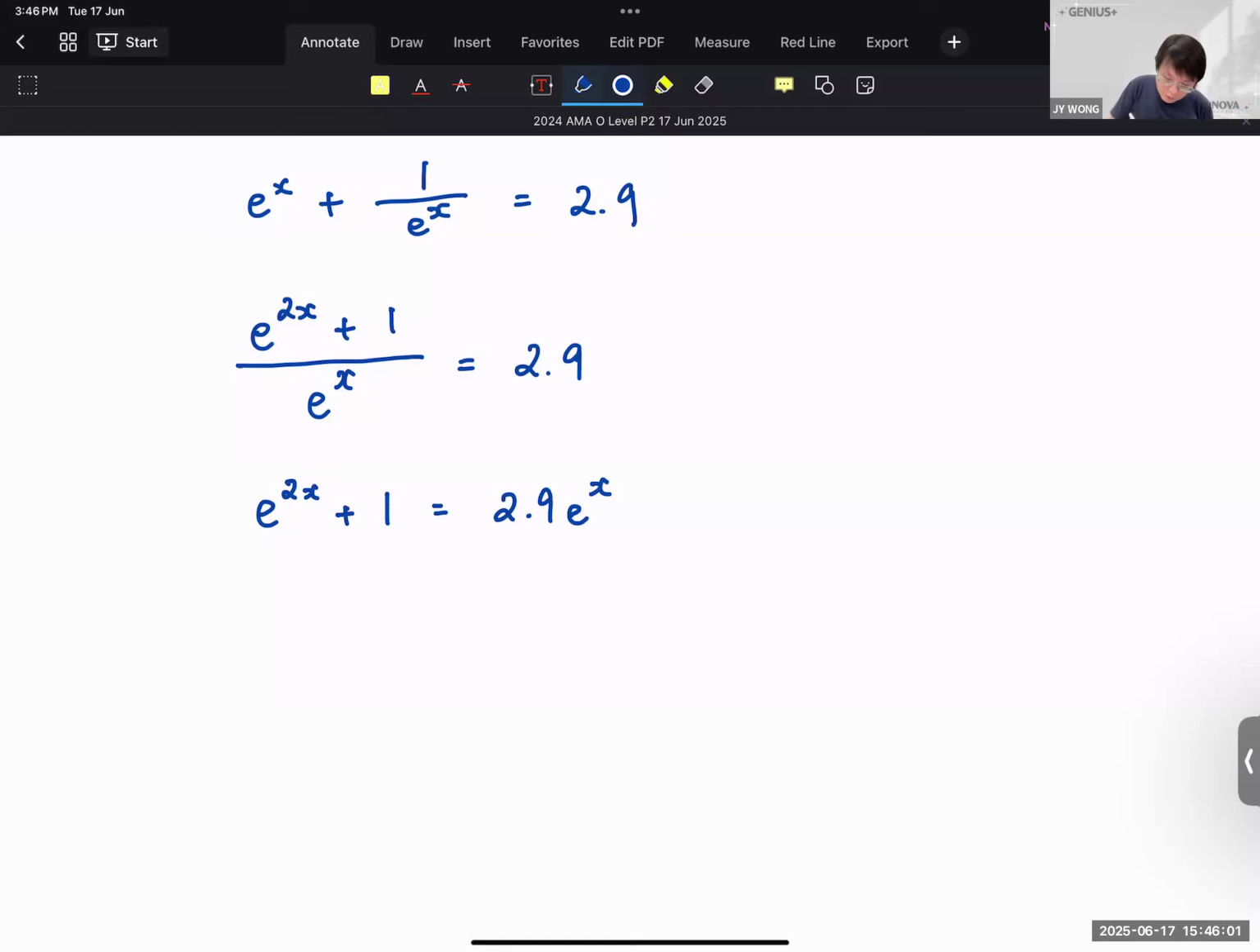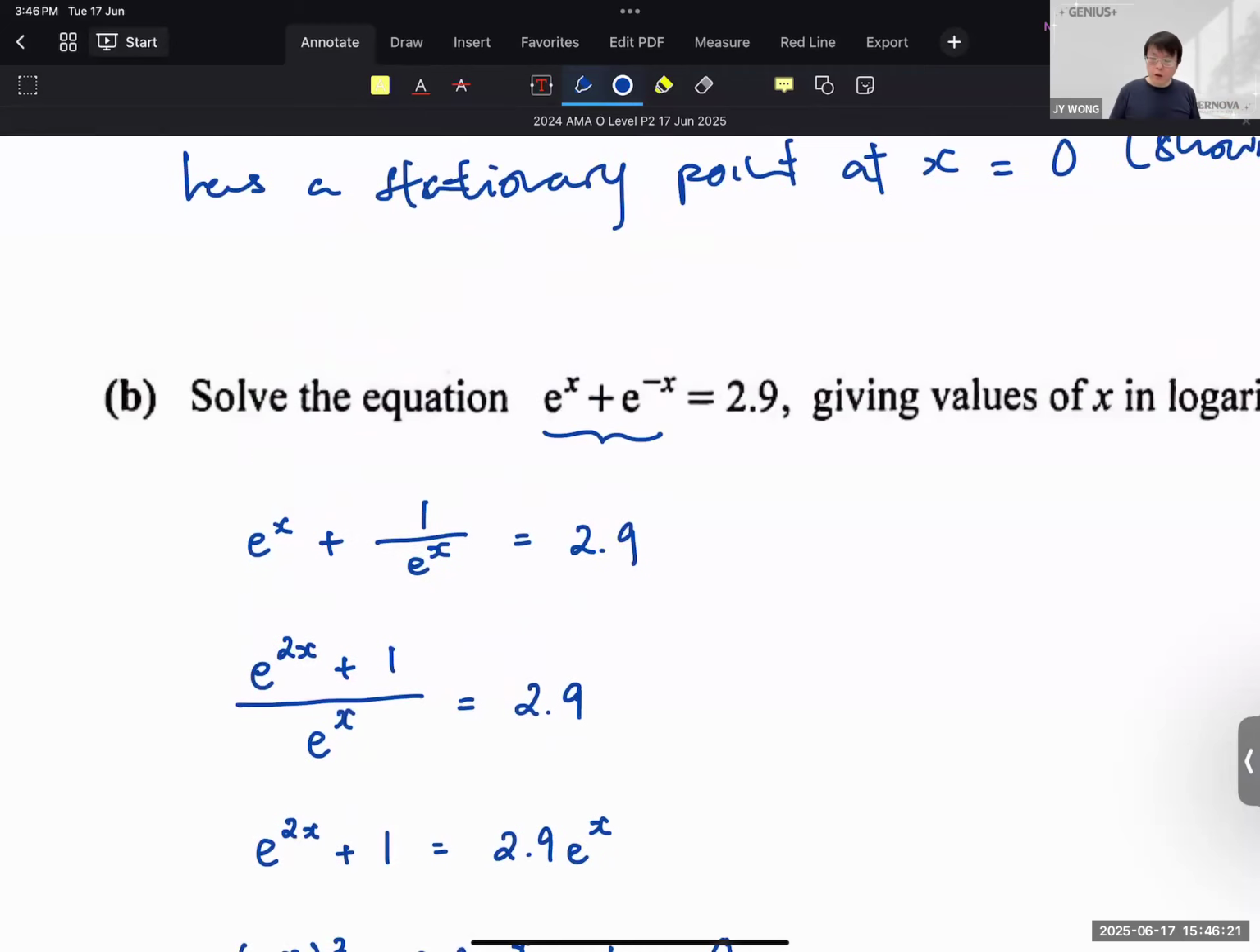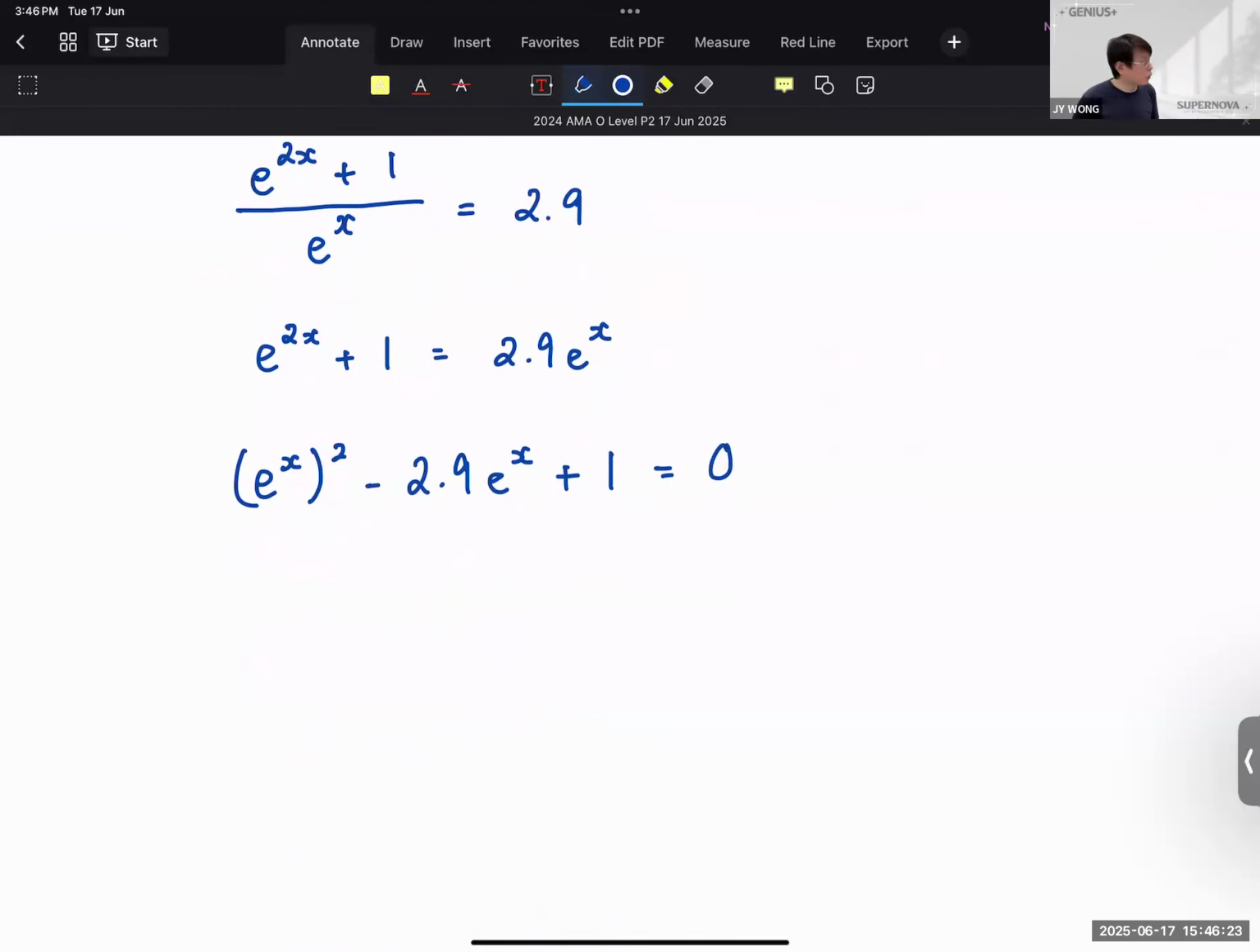You bring everything to one side, you will get e to the power of x whole thing squared, that's how you get e to the power of 2x, minus 2.9 e to the power of x plus 1 equals 0. This is your classic quadratic equation, isn't it? But we have 2.9. We don't want to work with 2.9, so you should make it a whole number. You multiply the entire expression by 10. But actually, if you want to work it like that, also can. It's just a lot more complicated, but it's possible.